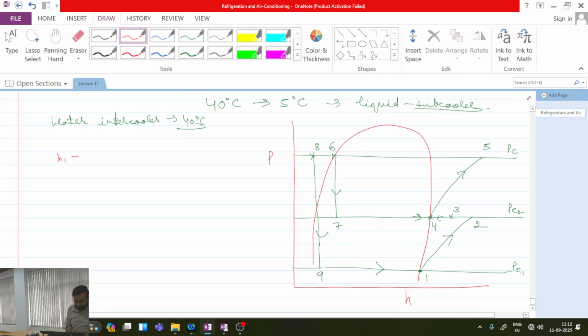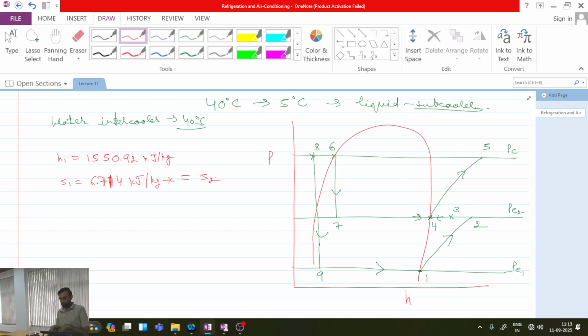We know H1, how much is H1? Please quickly tell me. 15. I have S1 equal to 6.174, 714, which will be S2. Then I know S2 and PE2, because evaporator 2 is operating at minus 2 degree Celsius. Corresponding to minus 2 I know saturation pressure, so same enthalpy I will be having. H2 is how much?